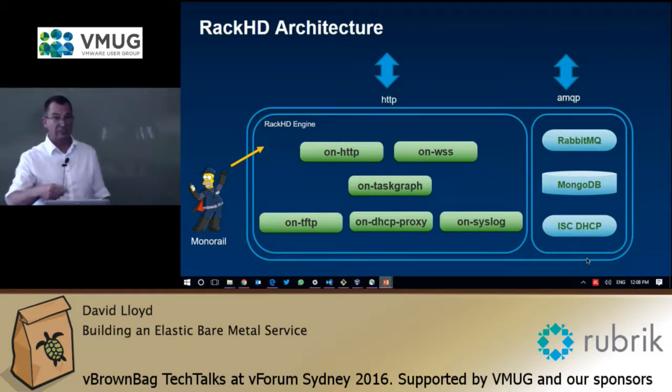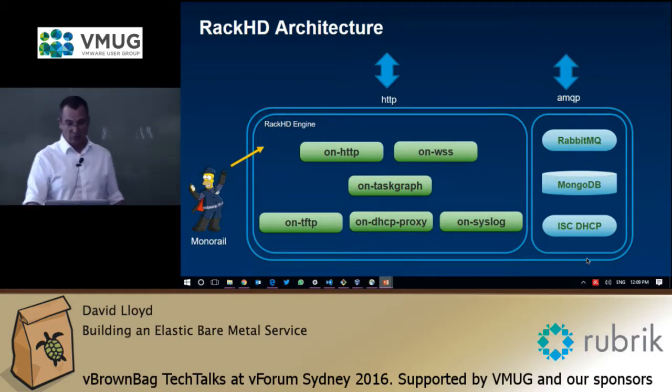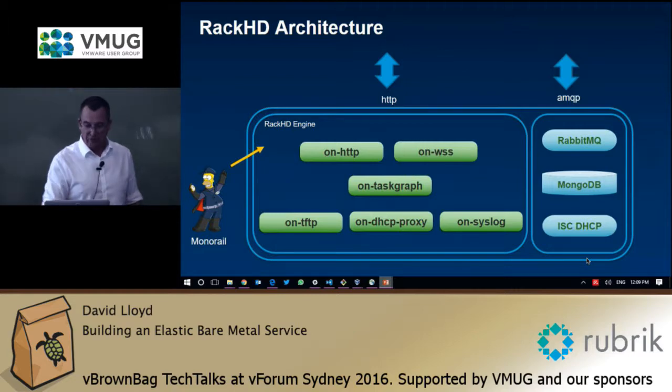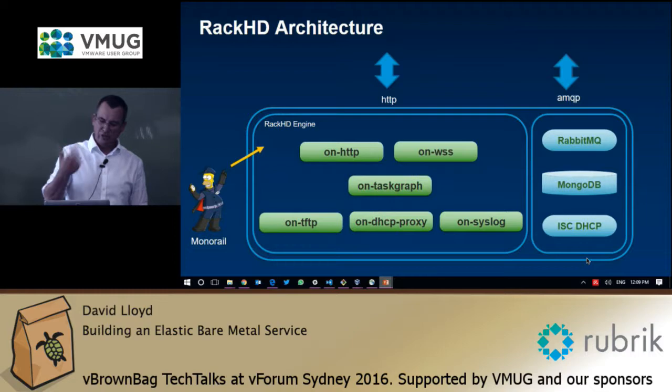What it actually is, that was just the name of the cafe where the guys were storming around to come up with the idea. So hence it's called Monorail. There's a bunch of components in there. You've got HTTP, so that gives the RESTful interaction and gives a user interface.